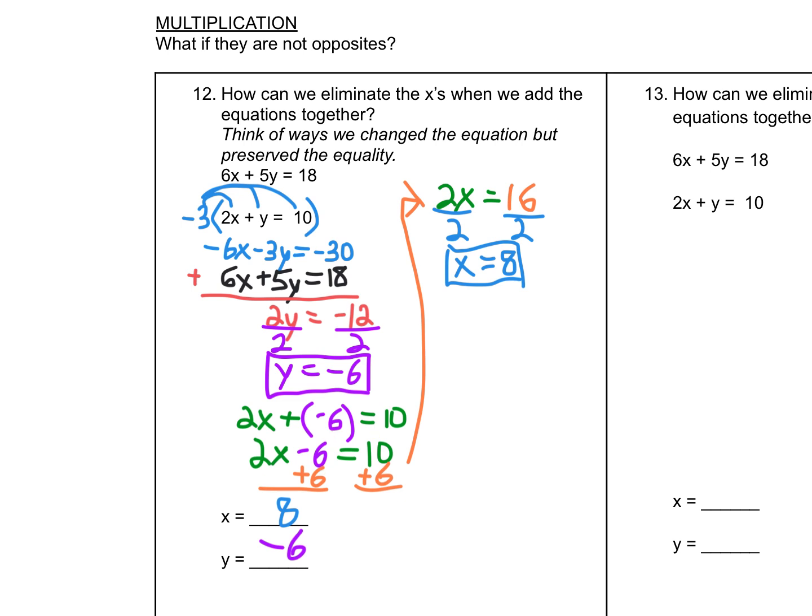That's really 2x minus 6 equals 10. I added 6 to both sides, which gives me 2x equals 16. Divided both sides by 2, and got x equals 8. So x equals 8, y equals negative 6. Again, you could check that if you need to, plug that in to verify. Since I used the bottom equation, I'm going to use the top equation, 6x plus 5y equals 18, and check that. We should find that it's correct.